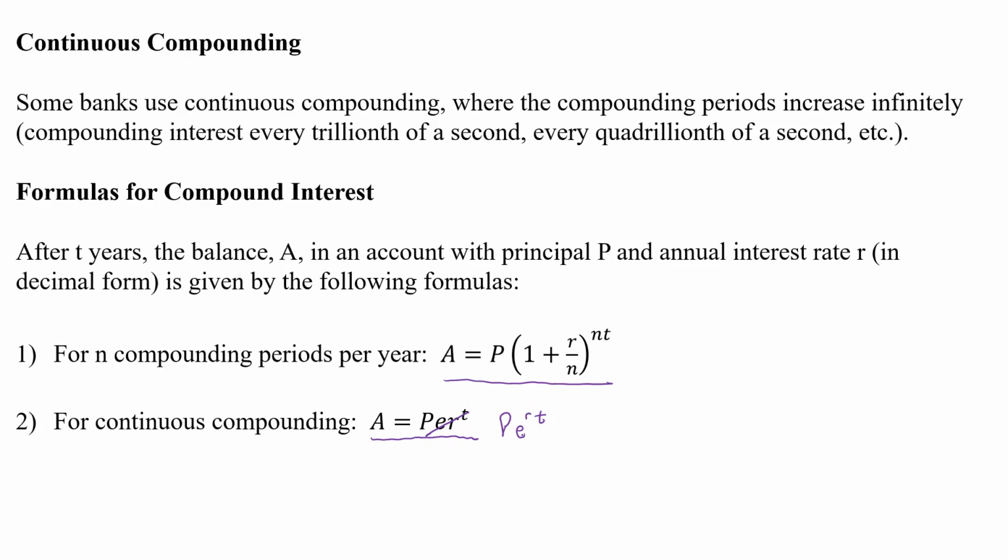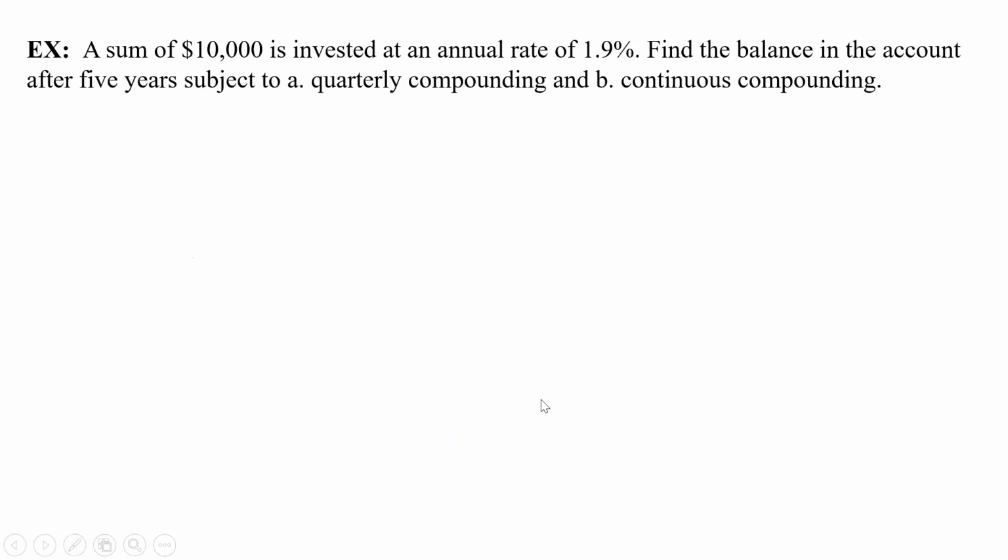And now E is just a function on our calculator, the exponential. P is principal. Again, rate is a decimal. T is in time. And so if we're going to do this, let's look at an example here. Find the balance in account after 5 years, and in this one, they want us to do it quarterly and continuously. So quarterly, remember that's n is equal to 4, and continuous, that's the PE to the RT. So we're going to do it two different ways.